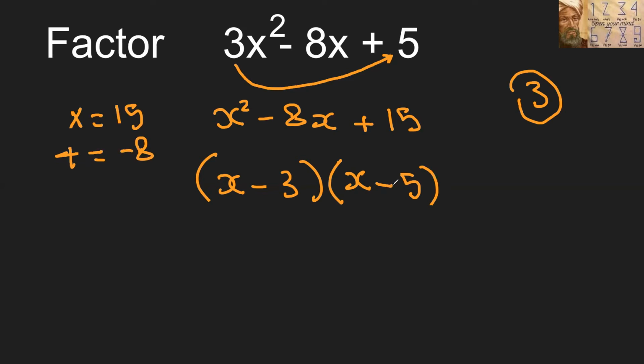So the next thing is that 3 that I said, don't forget that 3 that's there. Now this has to come back into action where you have to take that 3 and divide both of these numbers by it. And therefore, 3 divided by 3 here will give you 1. So that's going to become x minus 1.